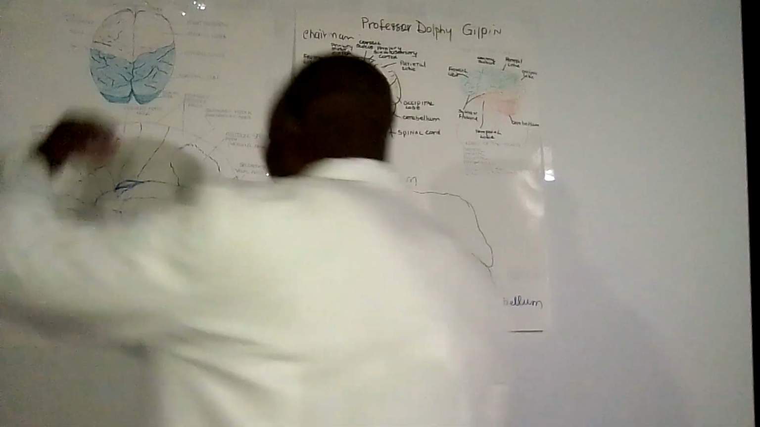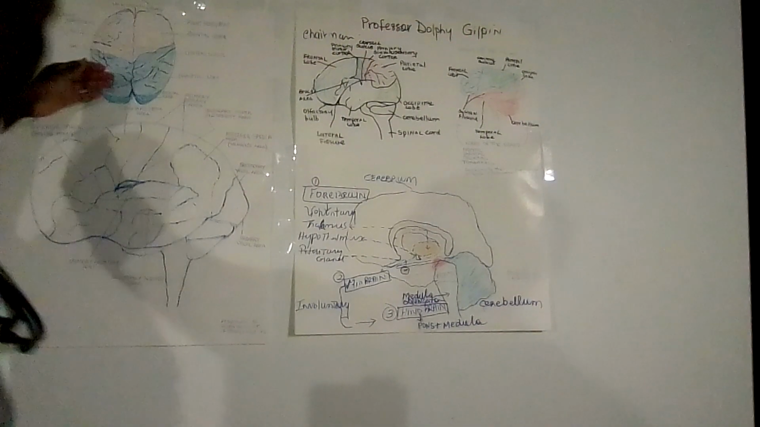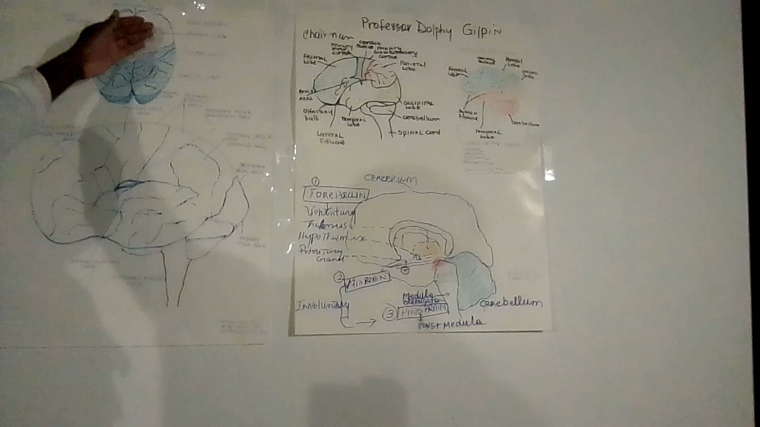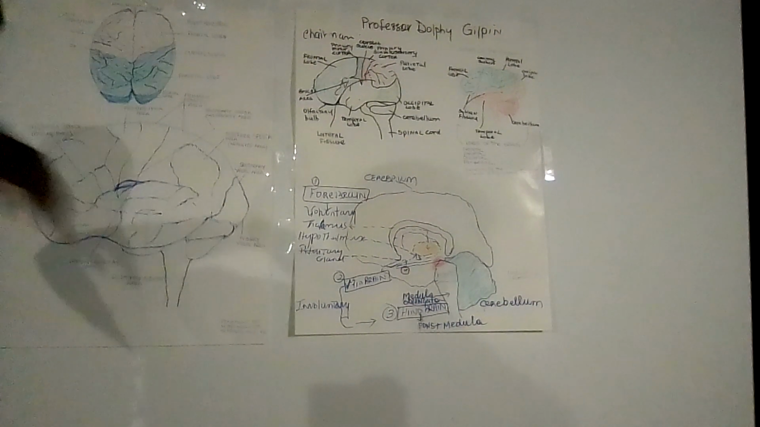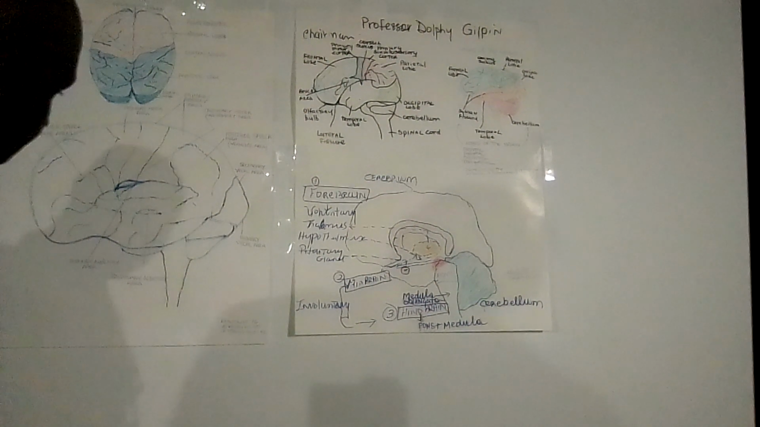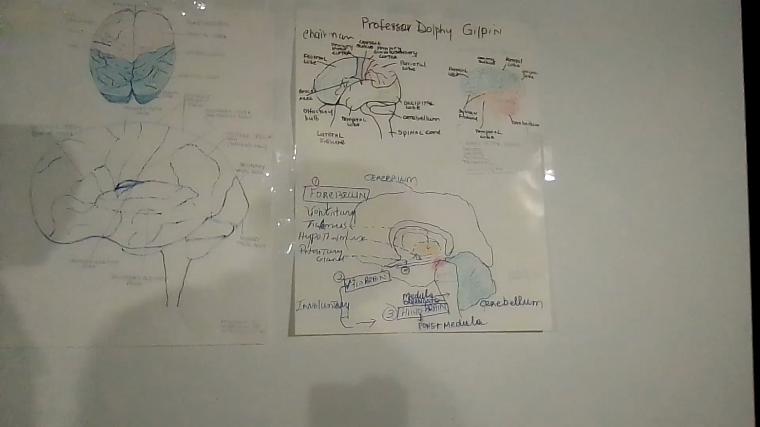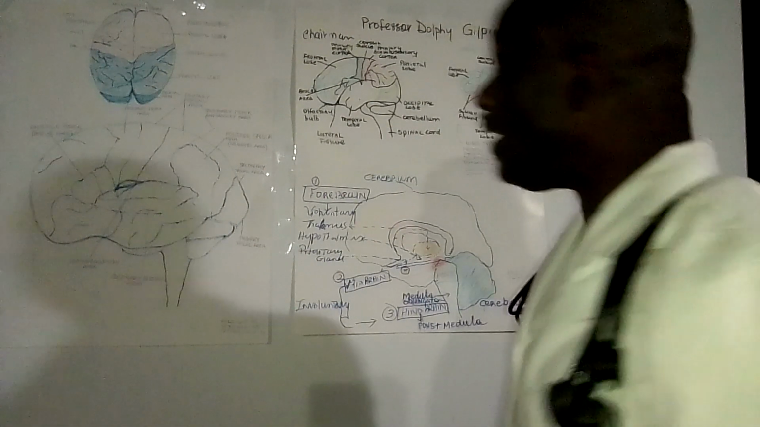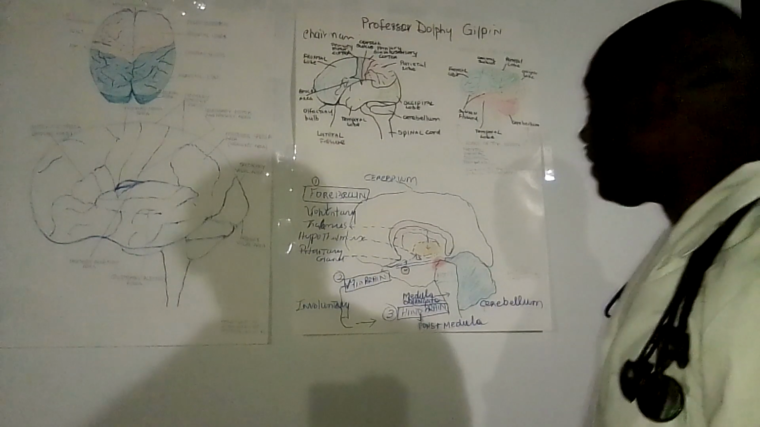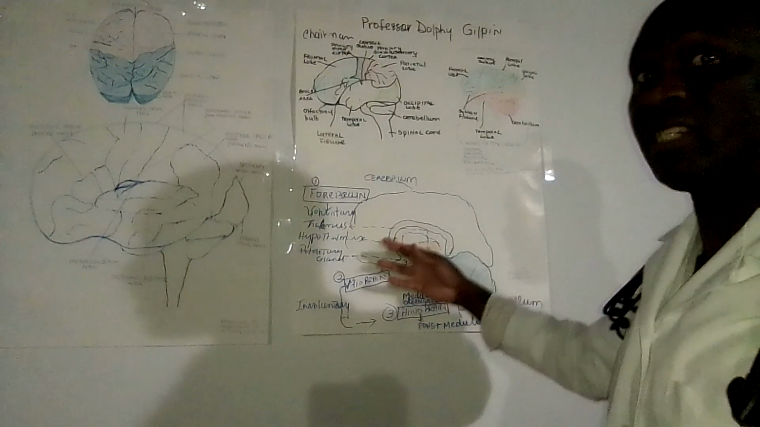And over here we have the left and right hemispheres, and more detailed anatomy of the left and right hemispheres. So there you have an introduction to the brain, from Professor Dolphy Gilpin here in the lecture theatre in Decatur, Georgia, and we'll be looking at this in more detail.